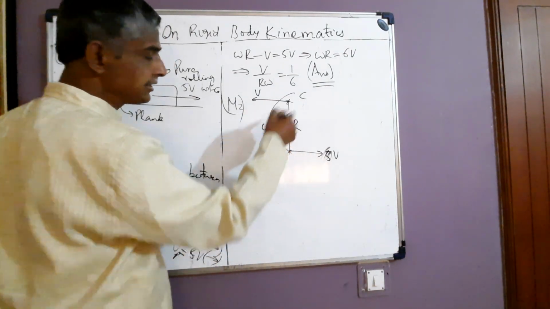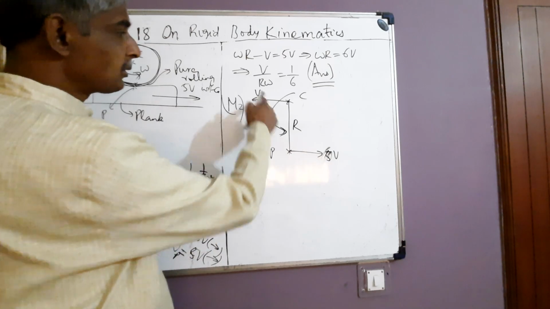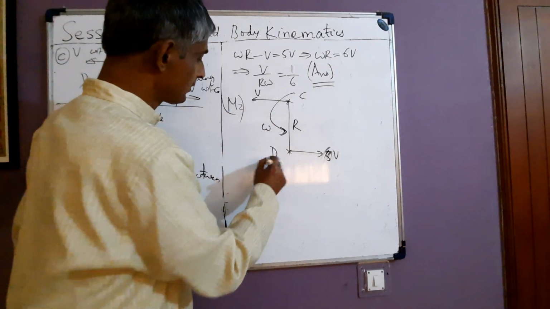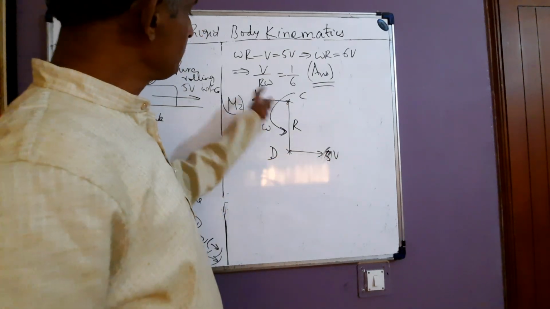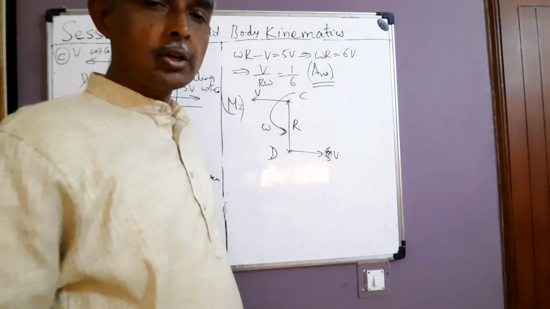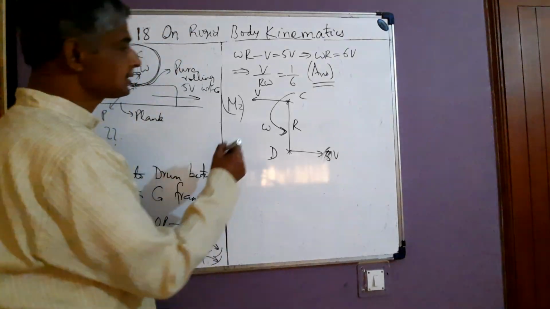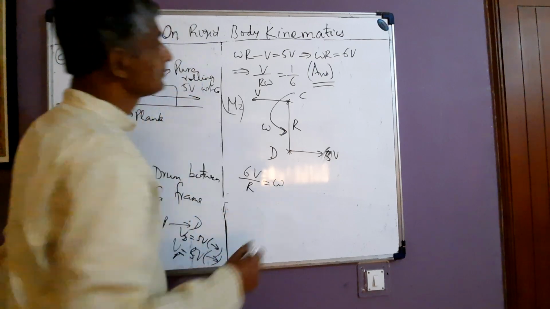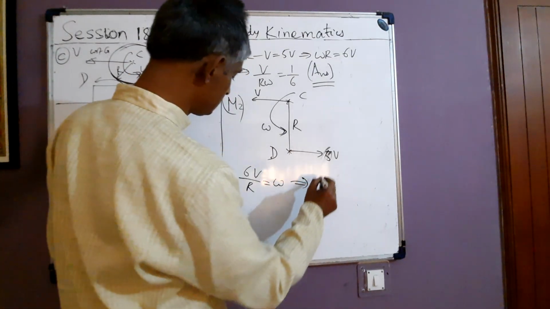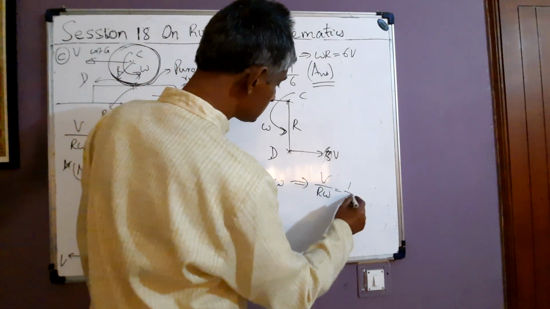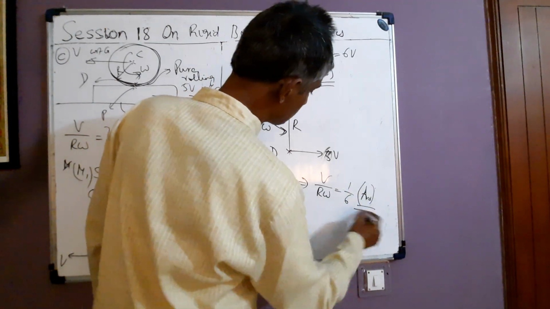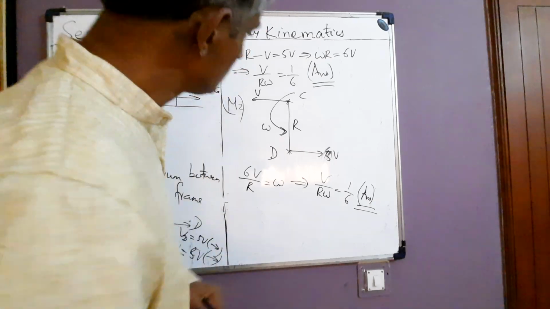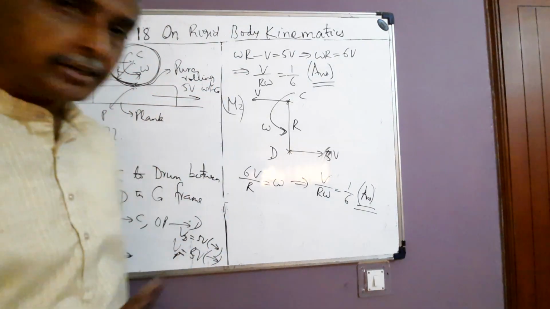Omega is angular velocity in anti-clockwise sense. So omega is equal to relative normal speed by separation. Now the normal speeds of C and D are v and 5v in opposite directions. So from the theory of relative velocity between two moving points, relative normal speed will be 5v plus v, 6v, by separation r, that is omega. So this means v by r omega is equal to 1 by 6, which is therefore the required answer. So by both the methods, the same answer has been obtained.